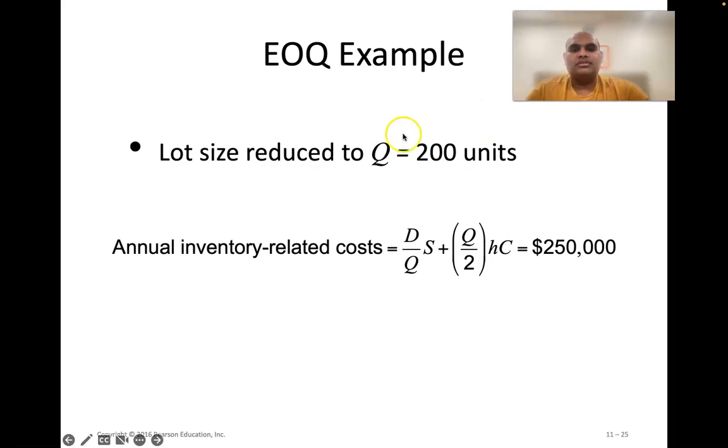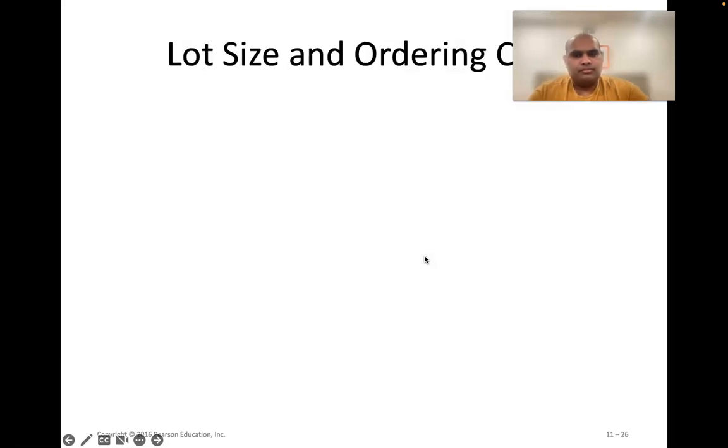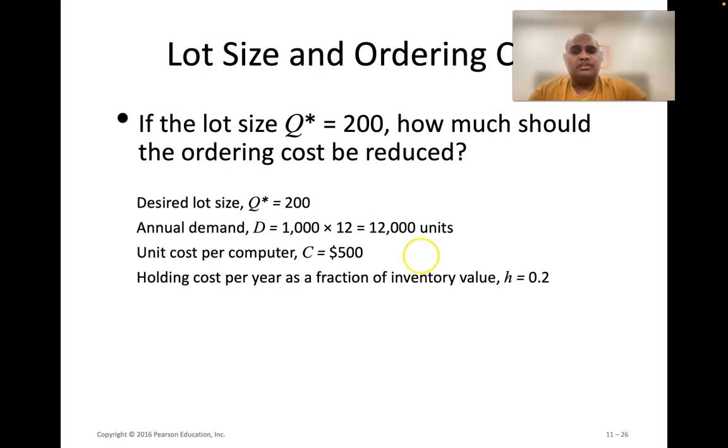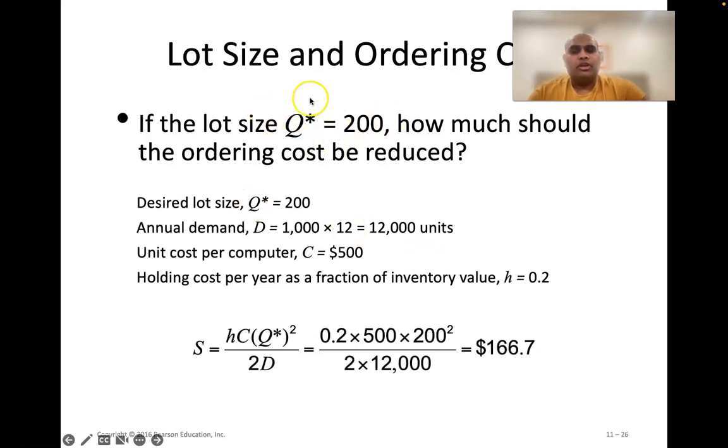Now, here is an explanation for that. So if the lot size is reduced to 200 units, the annual inventory related cost, D times S over Q plus Q over 2 times H times C, will be 250,000. Because you set the optimal order quantity at a particular level, these numbers won't turn out to be the same in this case, right? But if you want them to be the same, if the question is, if my lot size is 200, how much should the ordering cost be reduced to so that my lot size becomes exactly 200?